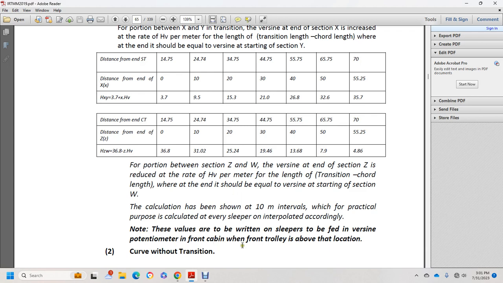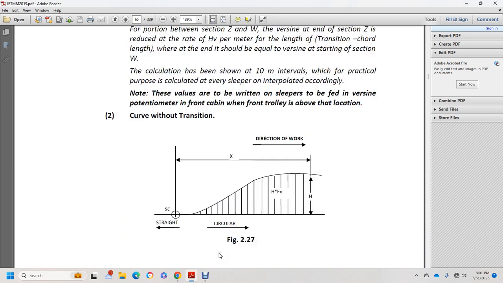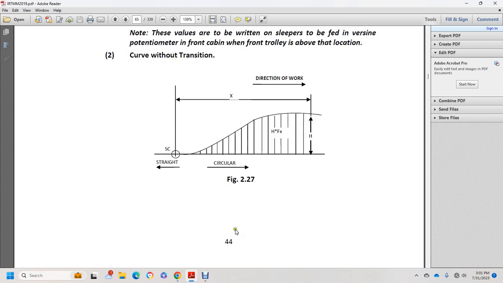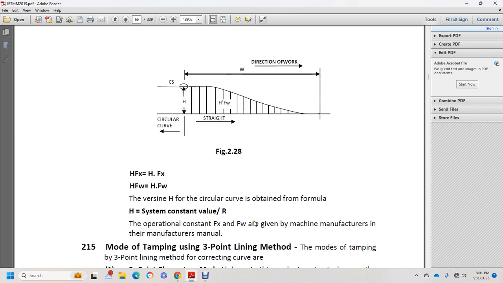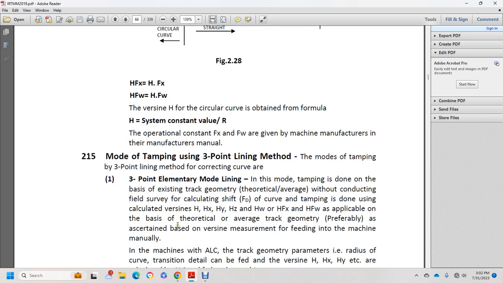Versine line measured with the front and rear of the front trolley above the location on a curve without a transition shows straight and circular H minus H to the X, W, X, F. Direction work X and H, in essence straight to curve, curve to straight, circular curve to straight, and direction work H, HFX and HFW. HFX is equal to H times FX, HFW is equal to H times FW. Versine line H of the curve is obtained with the formula H equals system constant value over the radius, with operation constants FX and FW given in the machine manufacturer's manual.